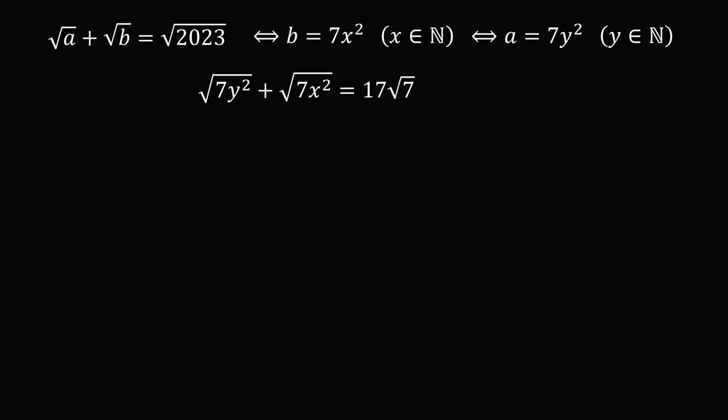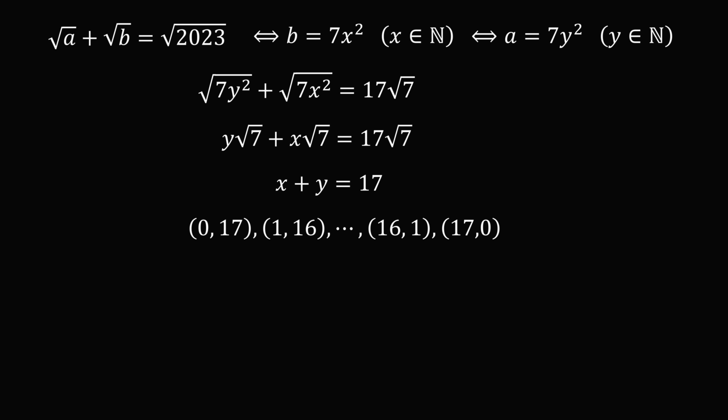From here, we can simplify because x and y are non-negative integers. So we have y multiplied by the square root of 7 plus x multiplied by the square root of 7 is equal to 17 multiplied by the square root of 7. We divide both sides by the square root of 7, so we have the simple equation x plus y is equal to 17 for non-negative integers x and y. This is very easy to solve.